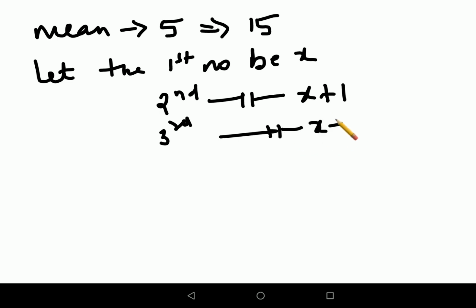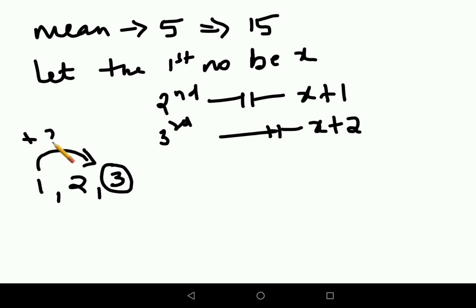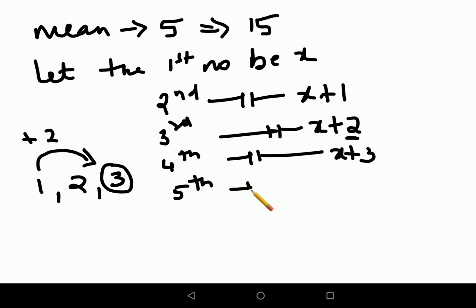The third number will be x plus 2, right? See, if the series starts with 1, the next is 2, then the next is 3. So if you want to find the third number, you have to add 2 to 1. That's why I'm adding 2 over here. Similarly, the fourth number will be x plus 3, and the fifth number will be x plus 4.